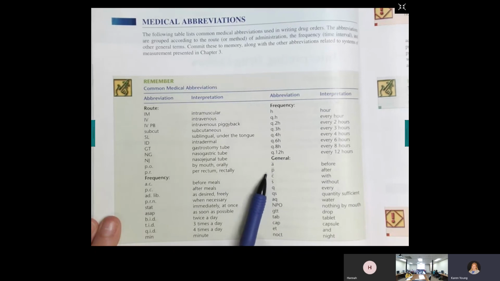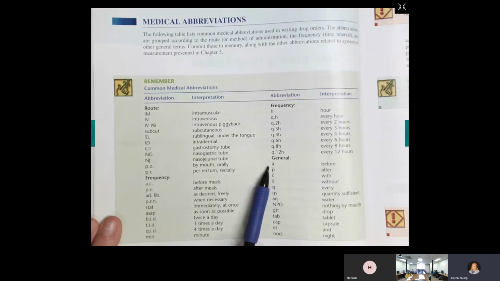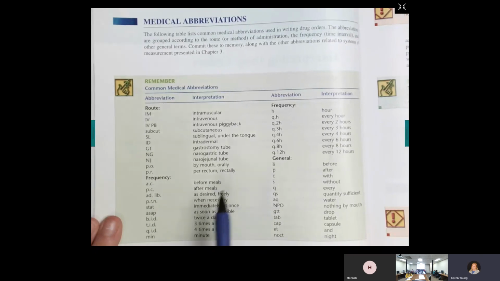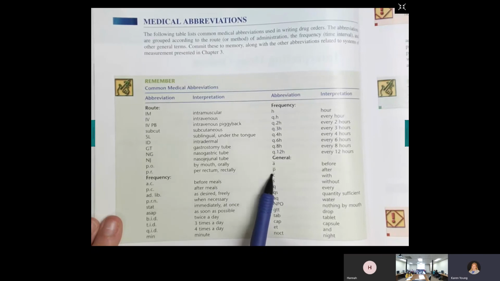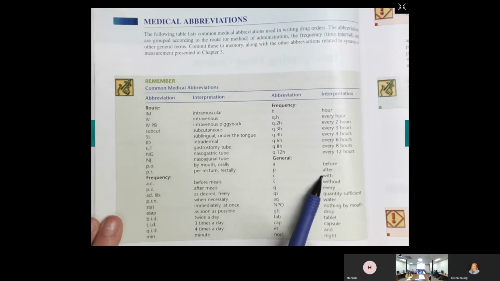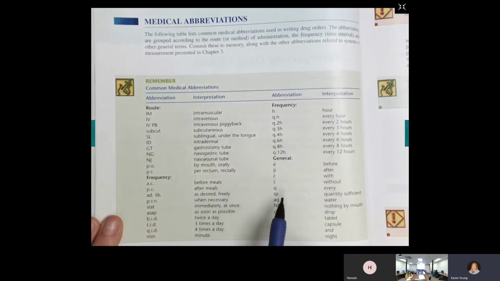And then we have some general abbreviations. The A with a line over it is before, so do it before, maybe 15 minutes before surgery. The P with a line over it is after. You may do it so many hours after they've had some kind of medication or some kind of procedure. The C is with. The S with the line is without.